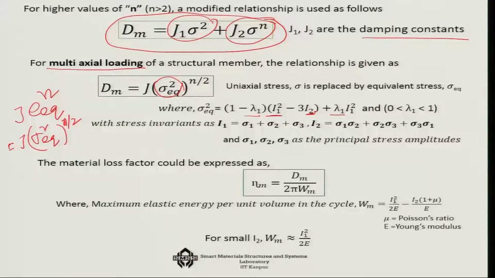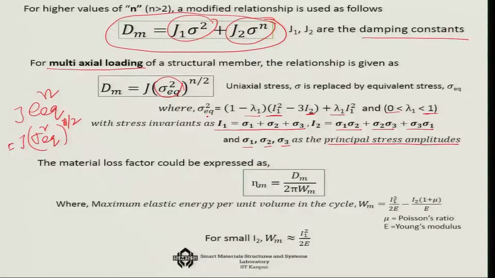So, these are the three parameters which, if you know, you will be able to find the equivalent stress in case of a multi-axial loading, where I 1 is the stress invariant sigma 1 plus sigma 2 plus sigma 3, and I 2 is sigma 1 sigma 2 plus sigma 2 sigma 3 plus sigma 3 sigma 1, where sigma 1, sigma 2 and sigma 3 are the principal stress amplitudes. So, for the multi-axial case we can handle the situation by knowing all these principal stress amplitudes, then finding I 1 and I 2, and also we know this Lame's constant lambda 1, whose value is usually between 0 and 1, and then we should be able to find the sigma equivalent square.